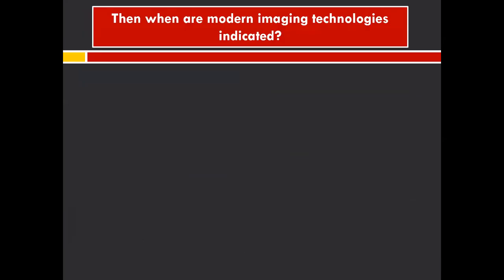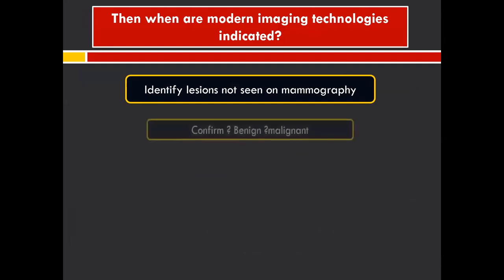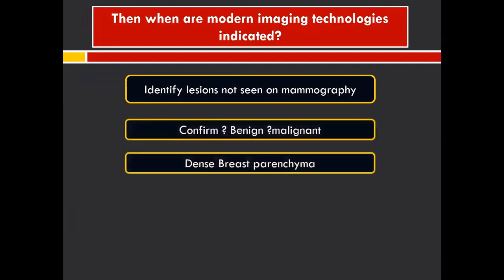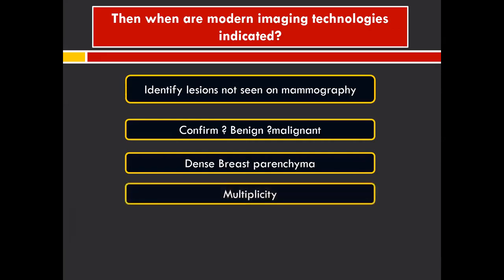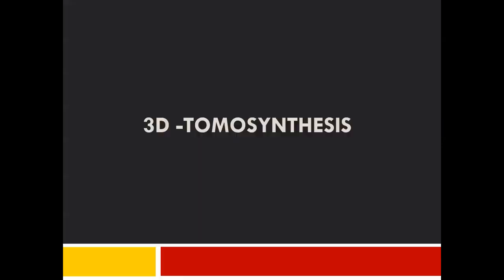Then our modern imaging technologies are indicated whenever we have a palpable breast mass lesion. They are indicated to identify lesions not seen on mammography, to confirm the benign or the malignant nature of these lesions, whenever we have a dense breast parenchyma, and we can now understand that the dense breast parenchyma is the main disadvantage of mammography, to identify lesion multiplicity or to know the actual size and extension of lesions.